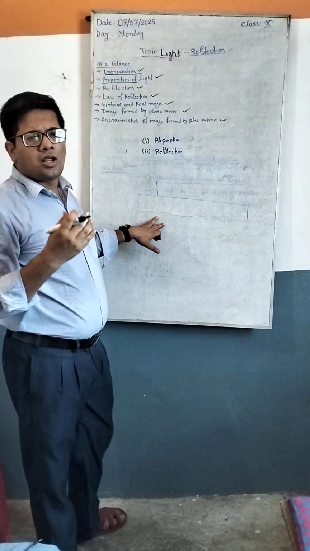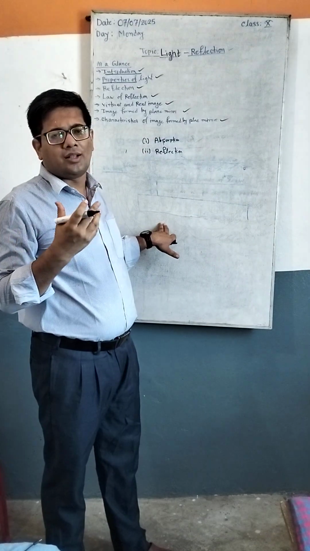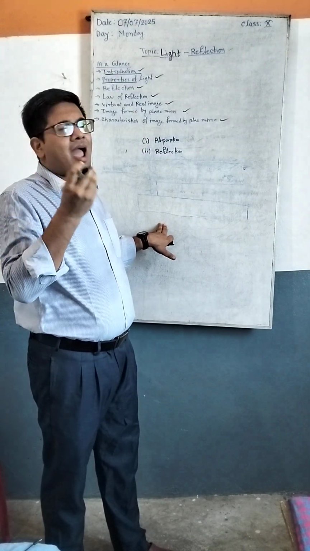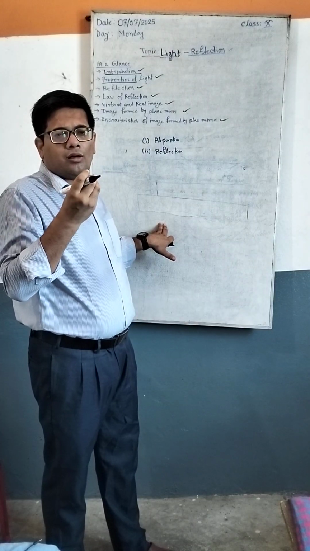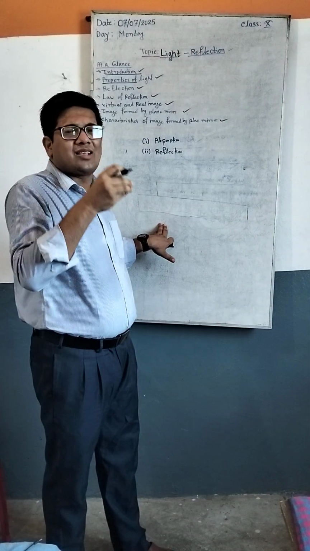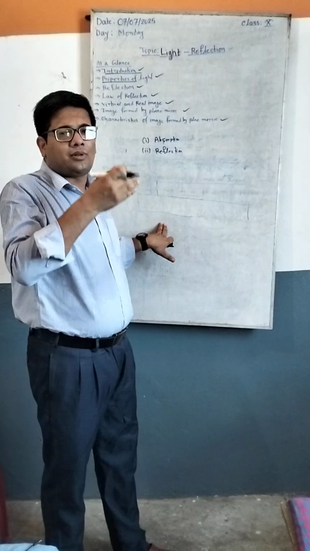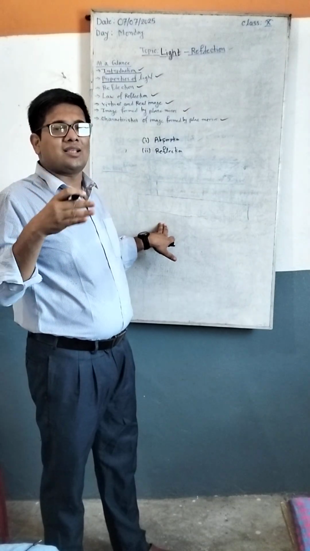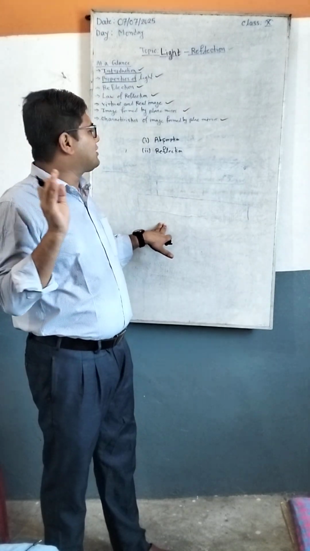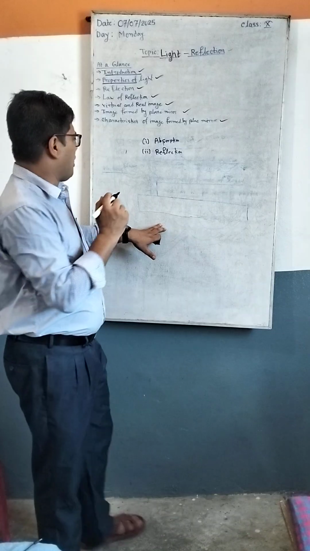What is reflection? Reflection is the phenomenon in which light travels, strikes an object, and then bounces back into the same medium. It is called reflection.